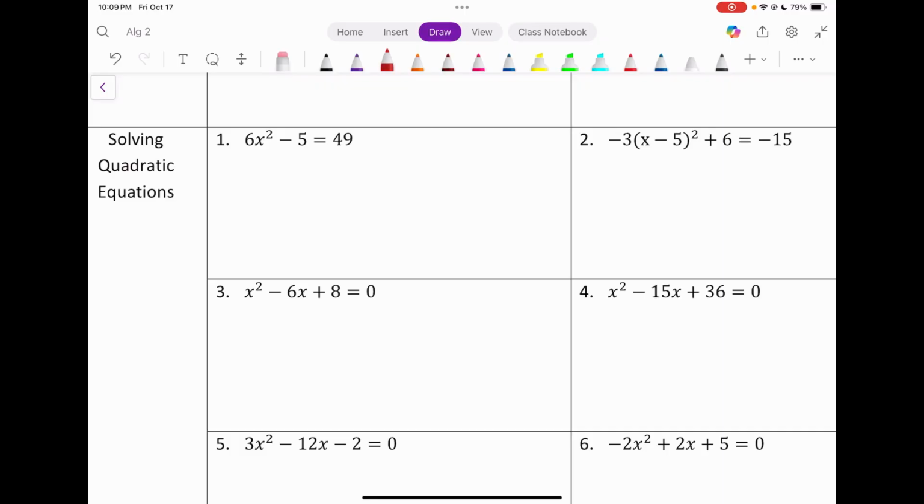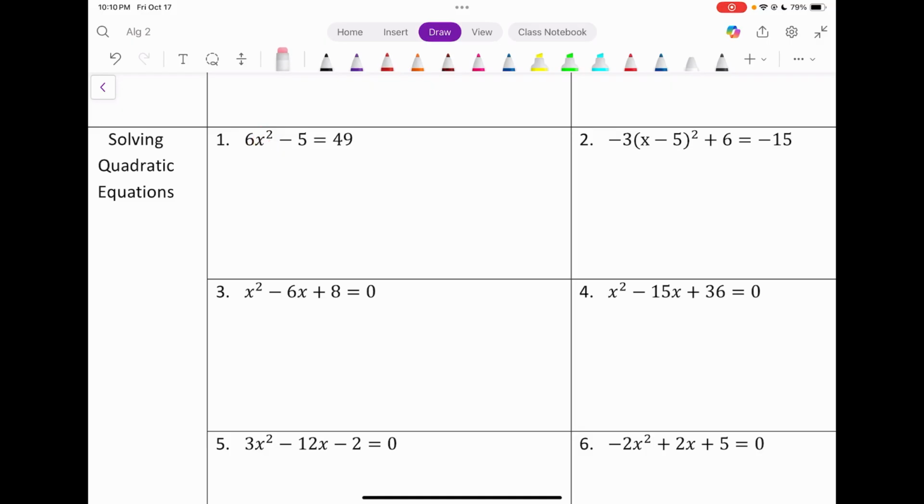Solving quadratic equations, what we mean by quadratic is it's got an x squared in there. When solving quadratic equations, there's three different methods that we can use. If we can get x squared by itself, the first method is pretty easy. It's pretty much just like what we've been doing.